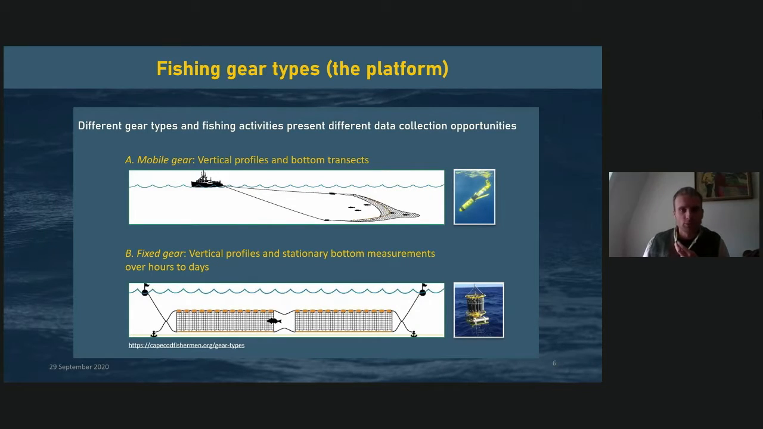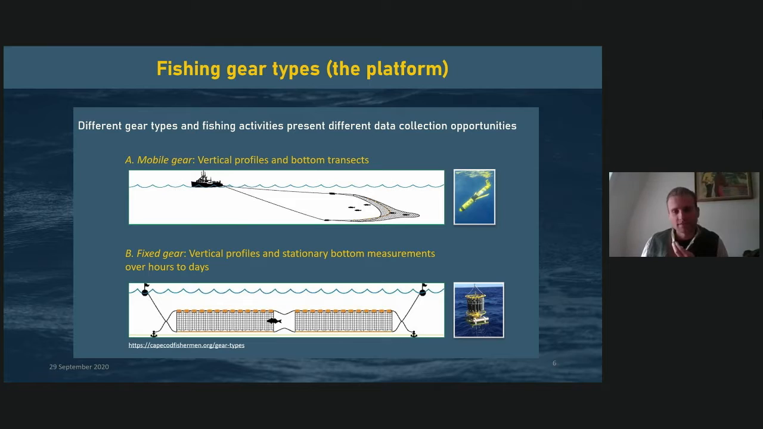And there's two important fishing gear types, two broad classifications here, and how that relates to the data collection possibilities. And so mobile gear and fixed gear. Mobile gear, such as trawlers, is moved through the water column to catch fish. So it's lowered down, fishes, and then comes back up. And so this creates a profile where the GPS track changes over time, making this analogous to the data collected by a glider or something like that.